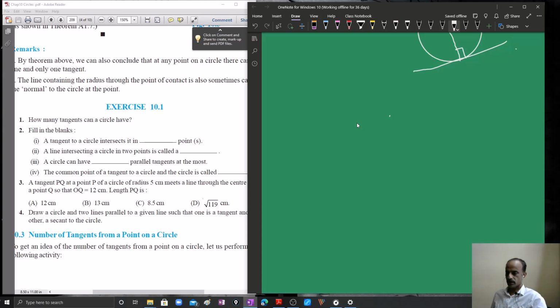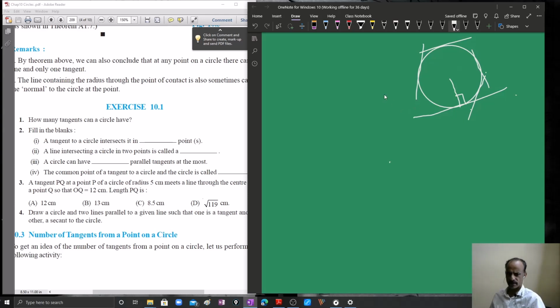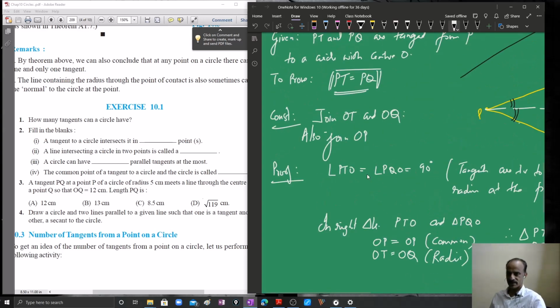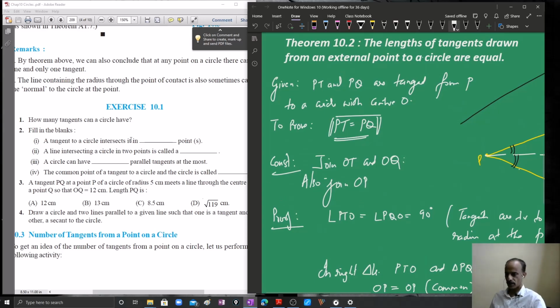The first question is fill in the blanks, a simple type of question. How many tangents can a circle have? We can draw an enormous number of tangents to a circle. At this point I have a tangent, another tangent here, another tangent here, an enormous number. For each point on the circle, we can have one tangent. That means a circle can have infinite tangents. A tangent to a circle intersects it at dash points. You know that a tangent intersects the circle at exactly one point.